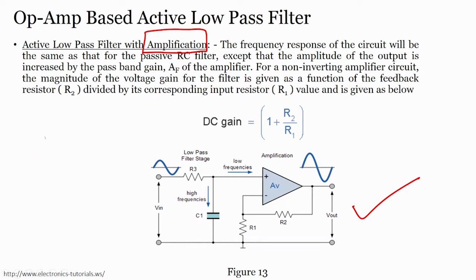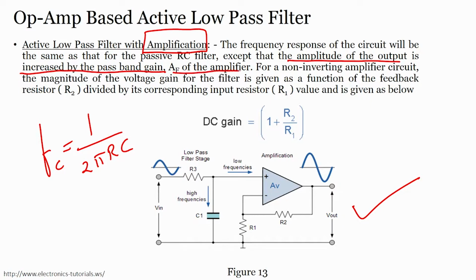That means FC is 1 upon 2 pi RC, the frequency response is done, except that the amplitude of the output is increased by the pass band gain AF of the amplifier, alright. That means the amplitude can be changed by the gain of the amplifier. You can select the gain from here. This is a non-inverting amplifier, right. So, we have the formula 1 plus R2 by R1 times V in.